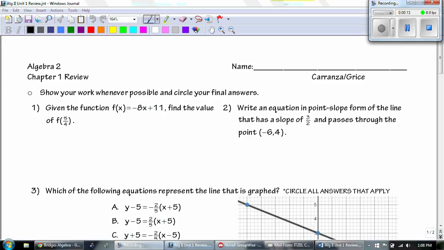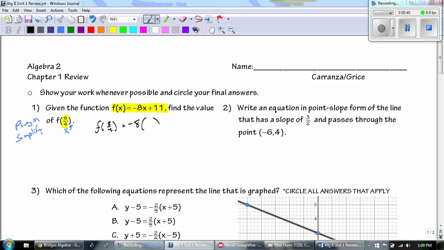All right, number 1. Given the function f of x equals negative 8x plus 11, find the value of f of 5 over 4. So remember, this is the x. So we need to plug in and simplify. Okay, so we would say f of 5 over 4 equals negative 8 times 5 over 4 plus 11.